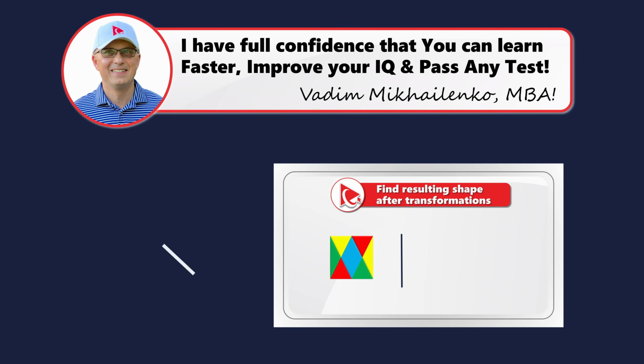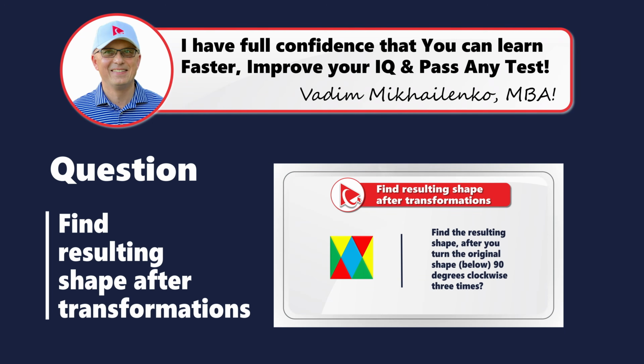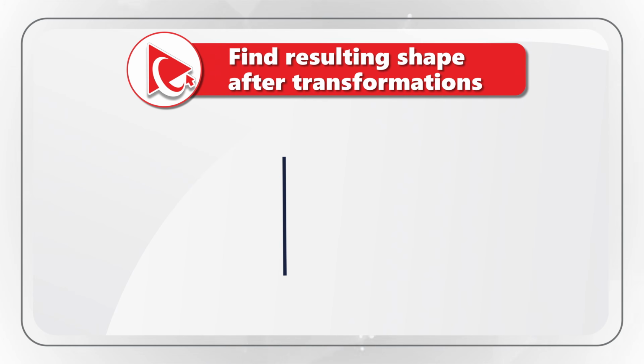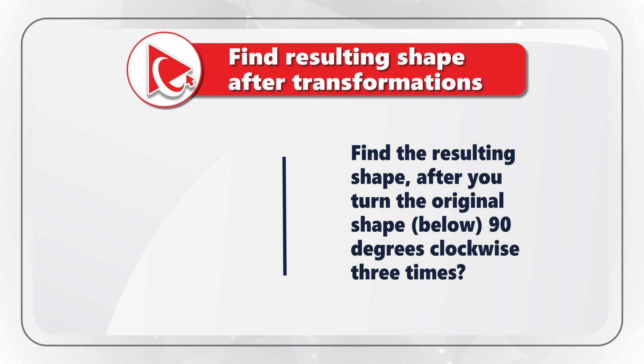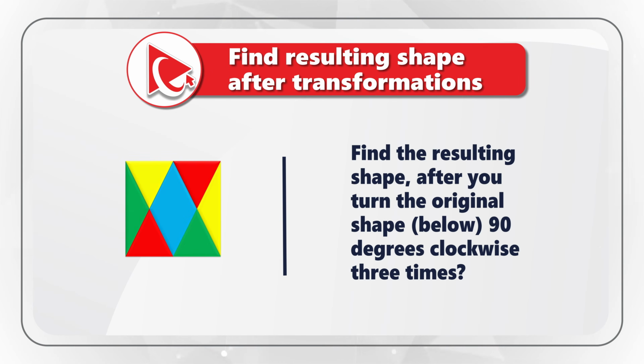I love this challenge because it tests your analytical skills and spatial reasoning skills so well. You need to find the resulting shape after the transformations. You're presented with the square that consists of different triangles of a different color. And you need to turn the original shape 90-degree clockwise 3 times.